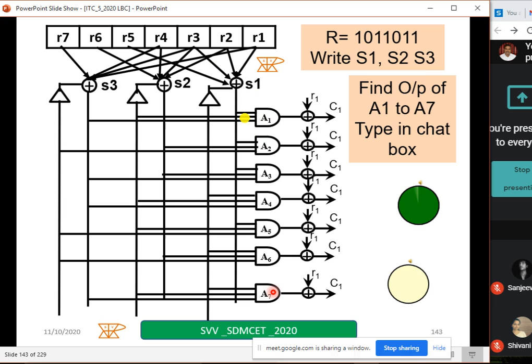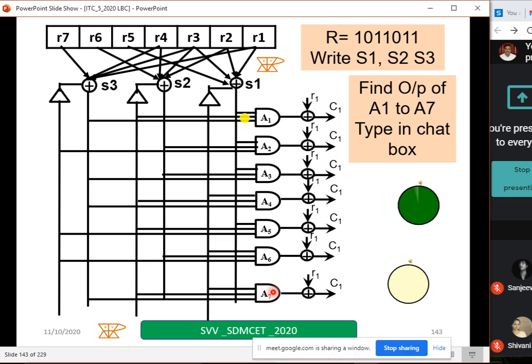Very good, Abhishek has typed A1 is 0. If S1 is connected to that particular AND gate, automatically it will be 0. A1 is 0, A2 is 0, no doubt. A3 will be 0, no doubt, because you are connecting S1, and S1 is 0. Hence, automatically that gate output will be 0 only. And Karthik has typed 1. A5 is 0. Rohan is typing, very good. Abhishek is typing A5 is 0, A3 0, A4 0.